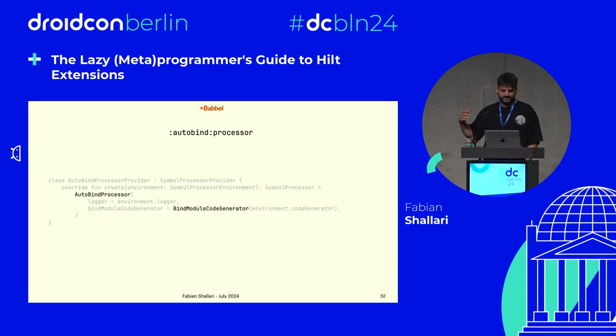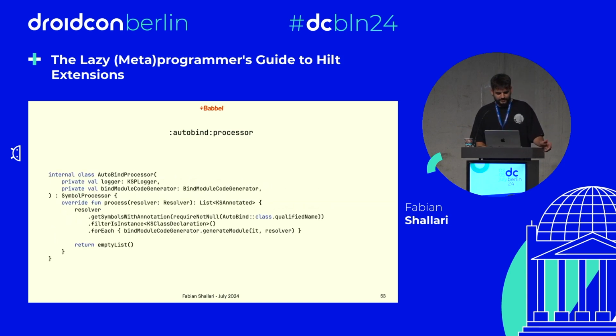The first one is the actual out-of-bind processor, which is responsible for reading your code base. The second one is the bind module code generator, which is responsible for generating the class that we are too lazy to write ourselves. If we take a look at the out-of-bind processor, as we said, it implements the symbol processor interface. So this is where the actual KSP starts running. And it has only one method that you need to override.